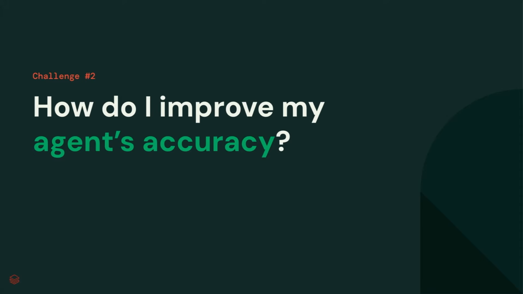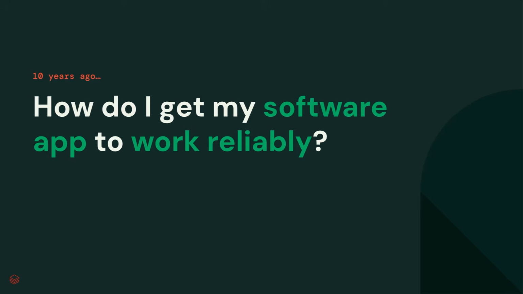And so what this leads to is, well, how do I actually improve my agent's quality? How do I achieve the quality answers that I need? If I rewind about 10 years or so, the question we would hear back then is, well, how do I actually get my software application to behave reliably? And there are a lot of parallels here, right? My software application behaving reliably, my generative application reliably giving accurate answers.